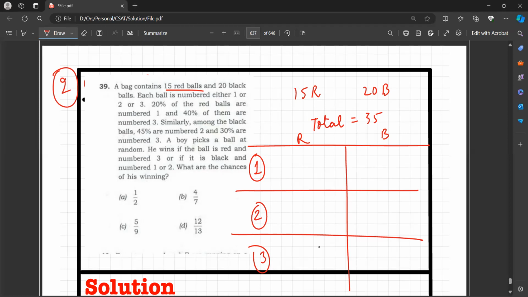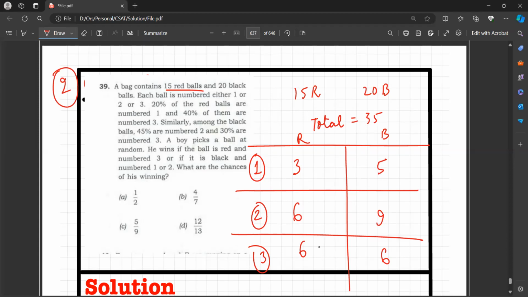20% of 15 means 3. 40% of them are numbered 3. 40% means 6. 6, 3, 9. So how much will this one be? Again 6. Similarly, among the black balls, 45% are numbered 2. 45% means 9. 30% are numbered 3. That is 6. 9, 6, 15. This will be 5. A boy picks a ball at random.